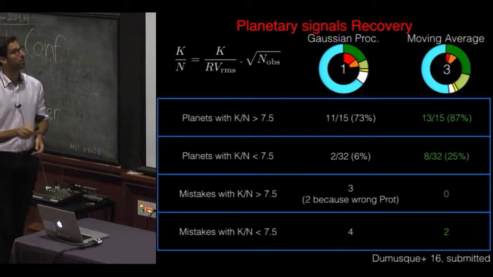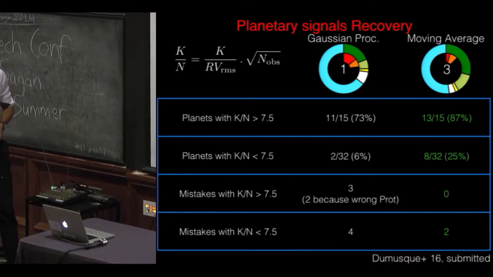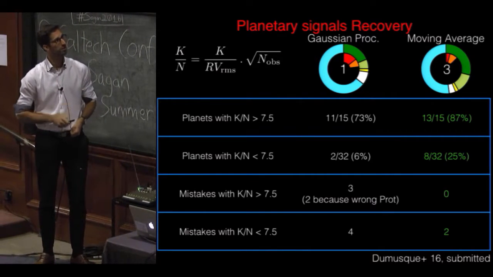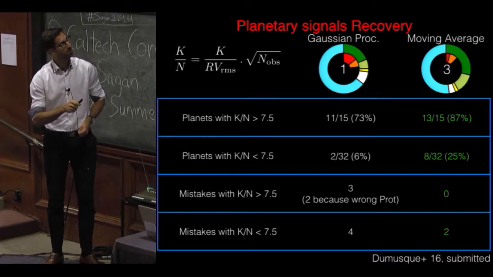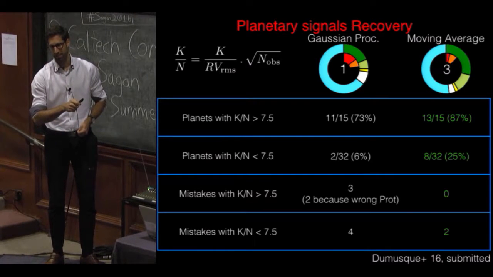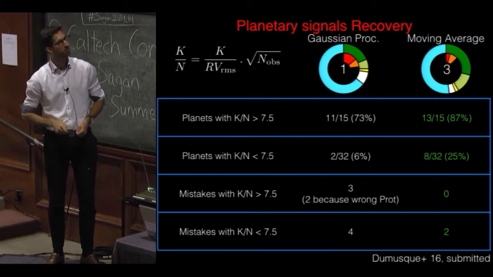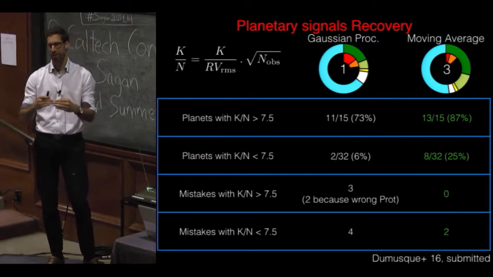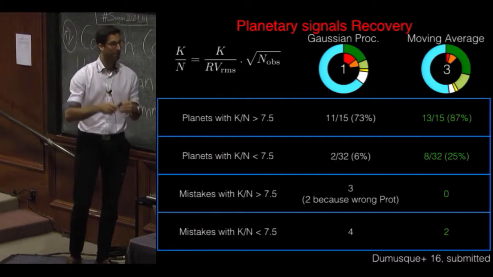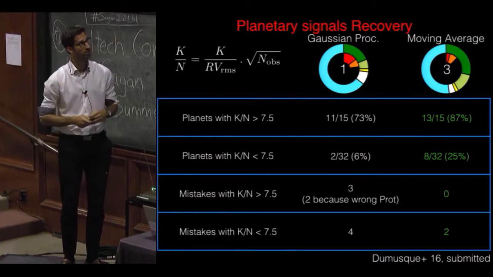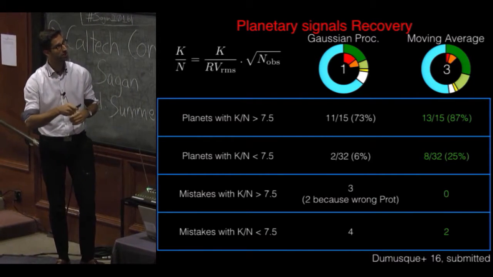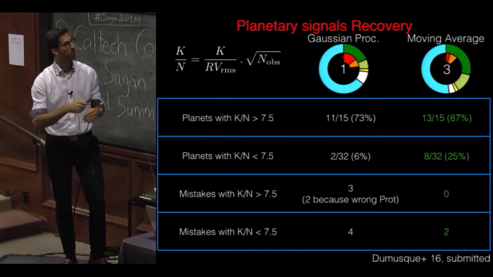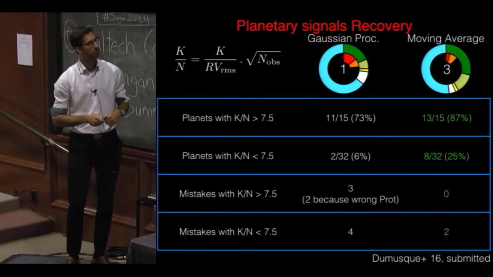And if you compare these two different teams, I really defined the signal to noise, which is the semi-amplitude of the planet divided by the radial velocity RMS, and that normalized to the number of observations. And in fact, you see that there is a threshold of 7.5, where the signals with a value larger than that were most of the time detected. Signals at a smaller value were much more difficult to detect.